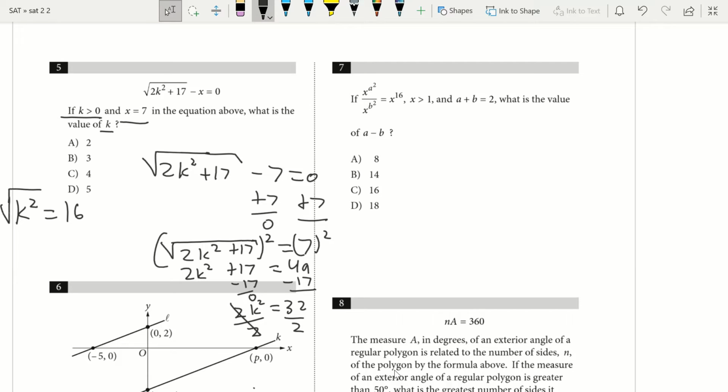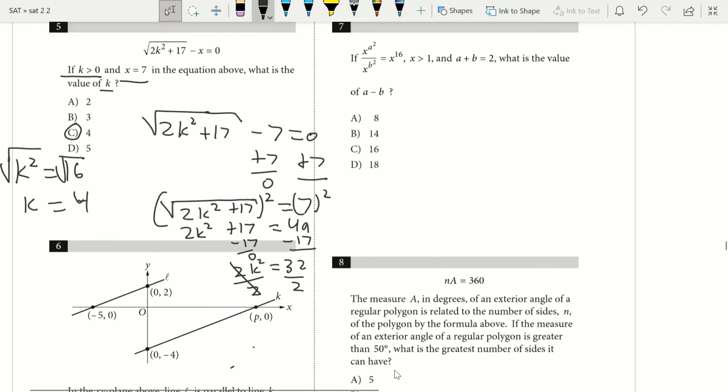Now we square root k², and we square root 16. Square rooting k² gives us k. Square root of 16 gives us 4. We are left with k equals 4, which is what the question is asking. So our answer is C.